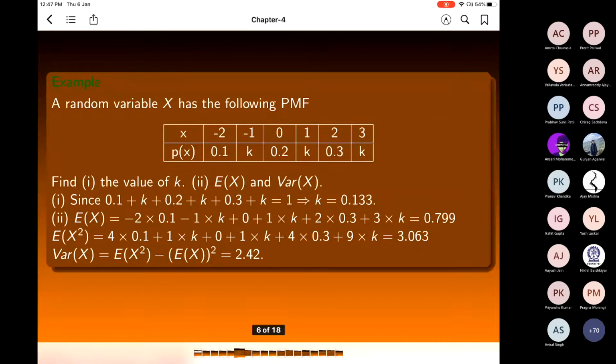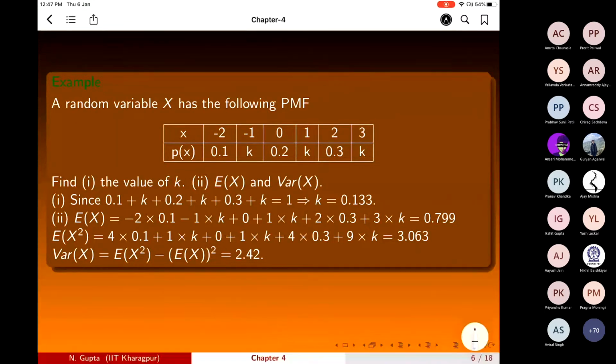So this is a simple example where we have the probability mass function. For x equal to -2, the corresponding probability is 0.1, that is, probability x is equal to -2. When x is equal to -1, probability x is equal to small k. So find out the value of k.